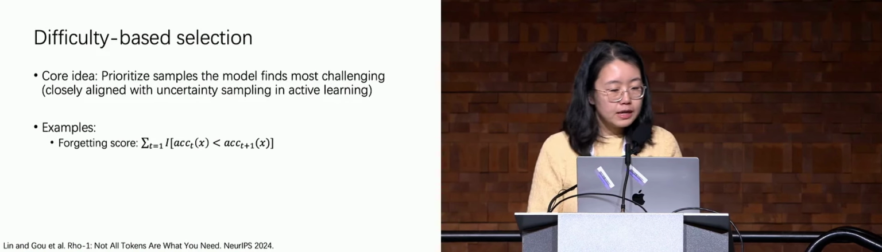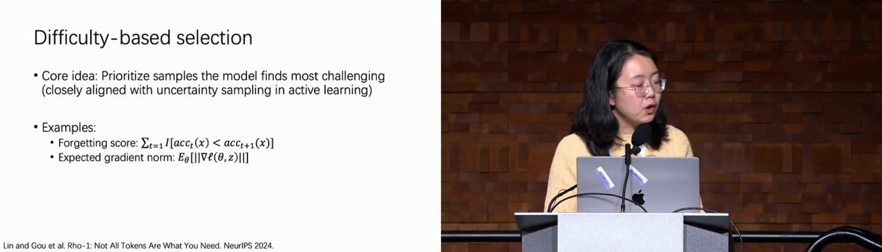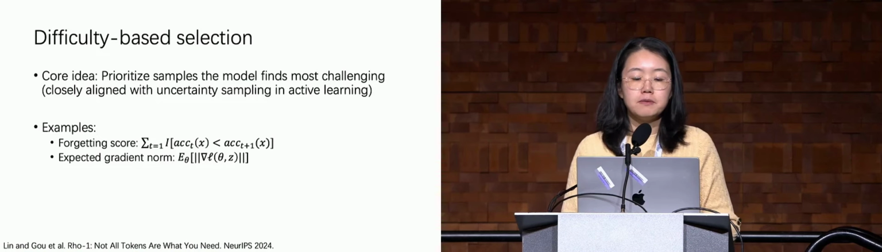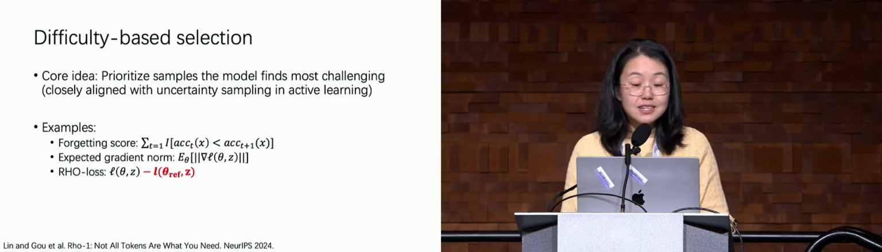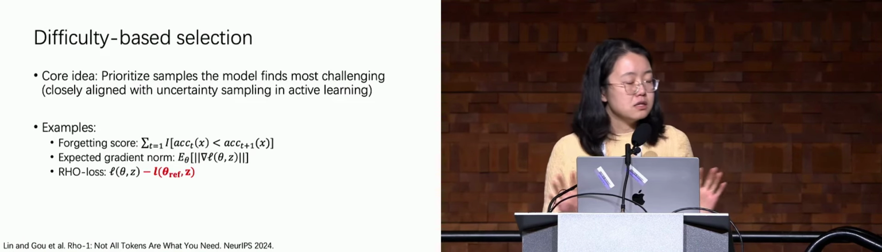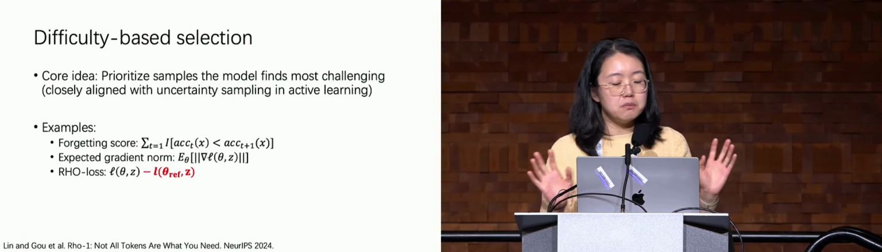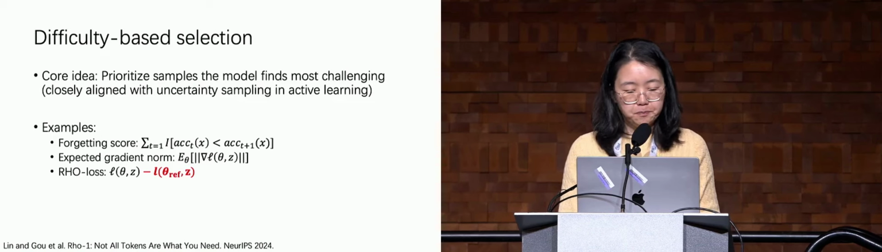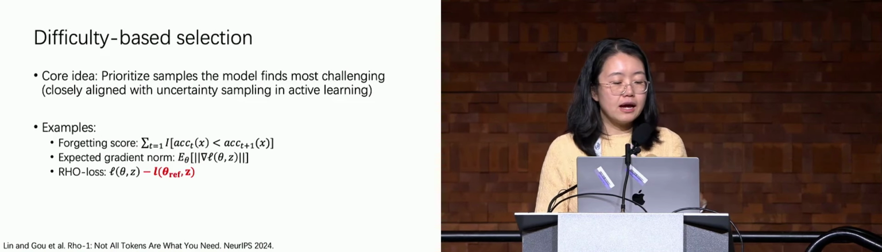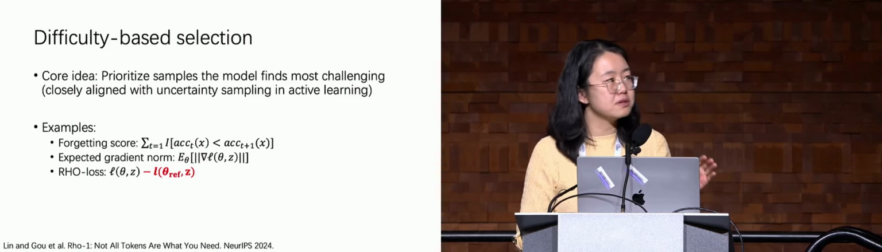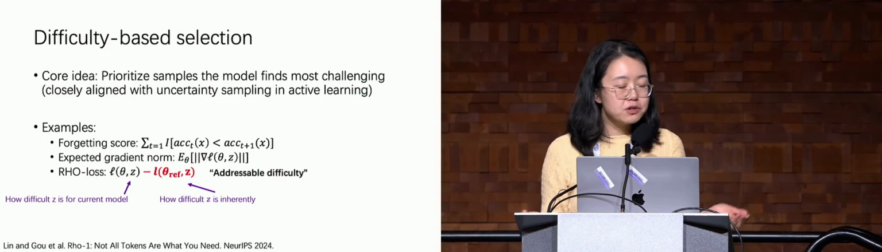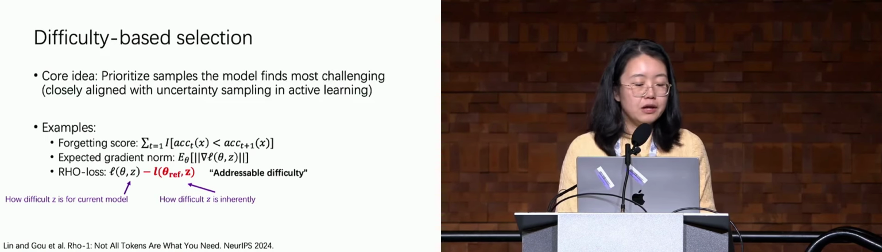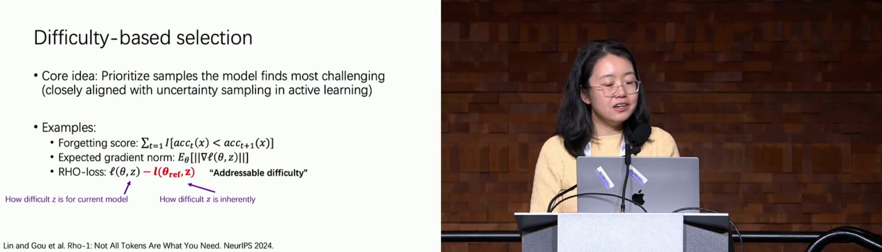All right. Okay, so first heuristic, difficulty. The core idea is to prioritize samples that the model finds challenging. This is closely aligned with some traditional literature on uncertainty sampling in active learning. So the belief is that if we train on some samples that the model is struggling with, the model can learn better and faster. Some examples, you can characterize difficulty based on how many times a correctly classified sample becomes unclassified. And you can look at the norm of the gradient. The larger the norm, maybe the more difficult it is. And there are some other interesting ideas that have more nuanced characterization of difficulty.